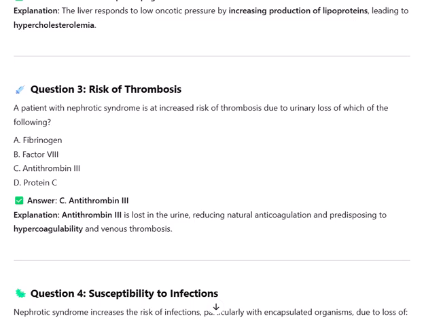Answer C. Antithrombin 3. Explanation. Antithrombin 3 is lost in the urine, reducing natural anticoagulation and predisposing to hypercoagulability and venous thrombosis.